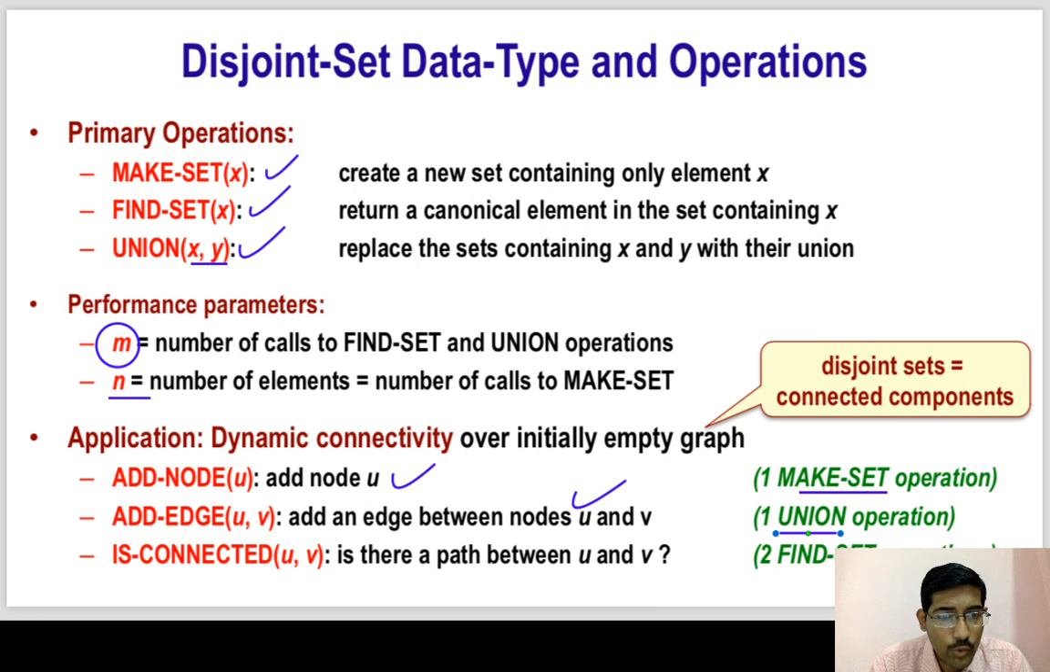If you want to see whether u and v are connected, you find the representative where u belongs and the representative where v belongs. If both representatives are the same, then they belong to the same component, so they are connected. So finding the representative for u is just a find set operation, and here we make two find set operations. This way we can see that there are many practical applications of disjoint set. All the bottlenecks lie in performing the union and find set operations efficiently. We will see how to implement this in future slides.